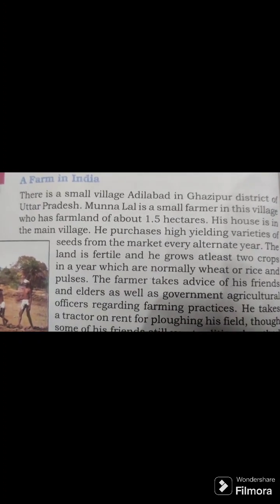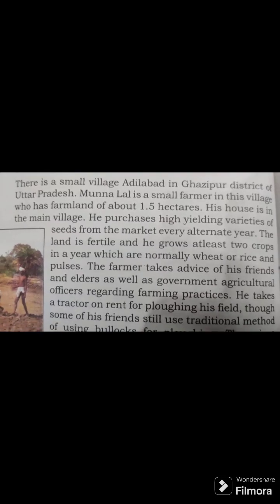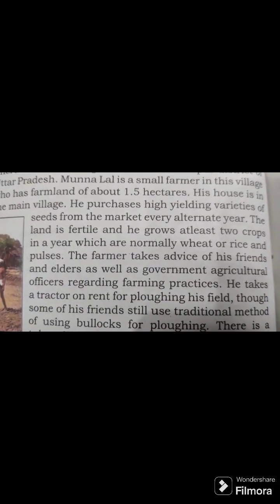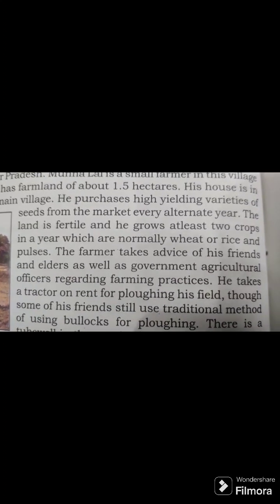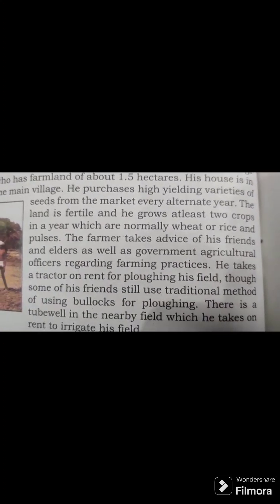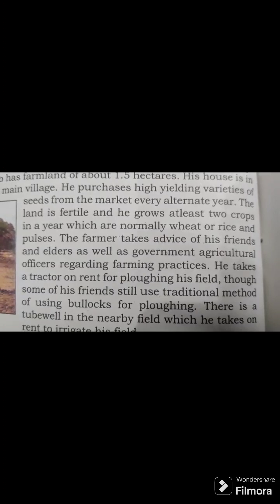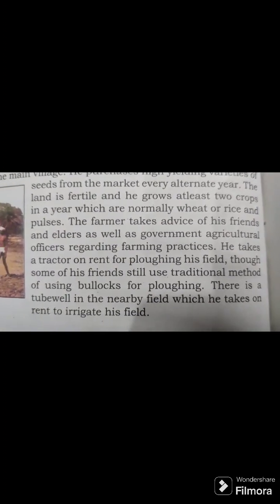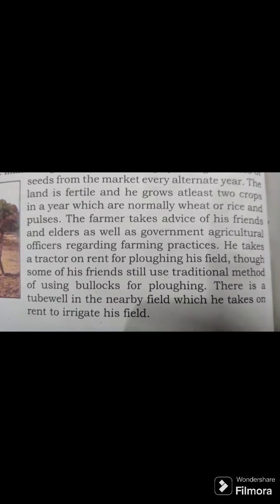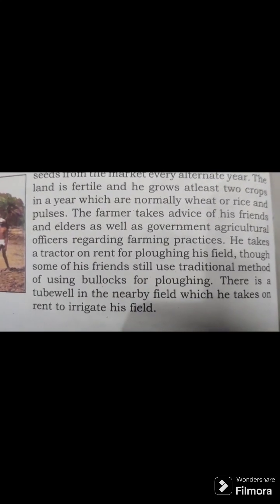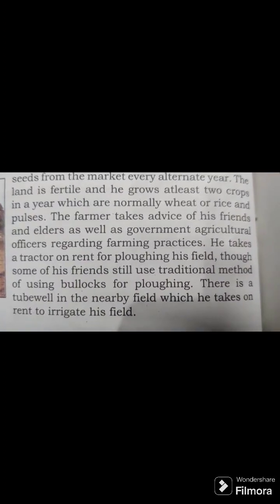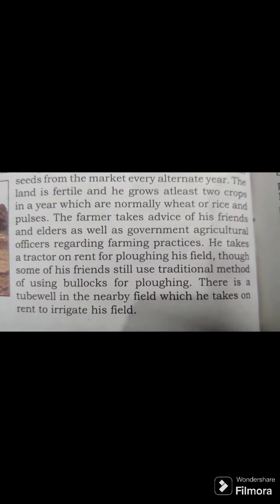His house is in the main village. He purchases high-yielding varieties of seeds from the market every alternate year. The land is fertile and he grows at least two crops in a year, which are normally wheat or rice and pulses. The farmer takes advice of his friends and elders as well as government agricultural officers regarding farming practices. He takes a tractor on rent for ploughing his field.